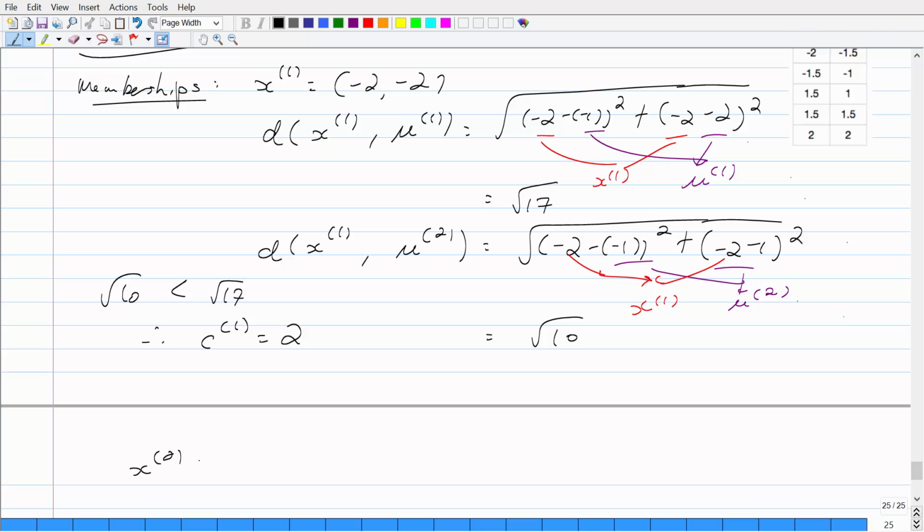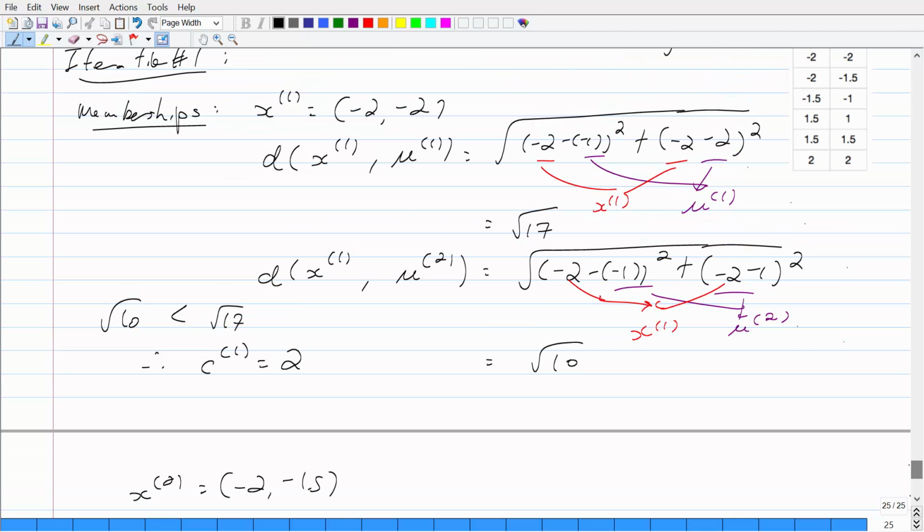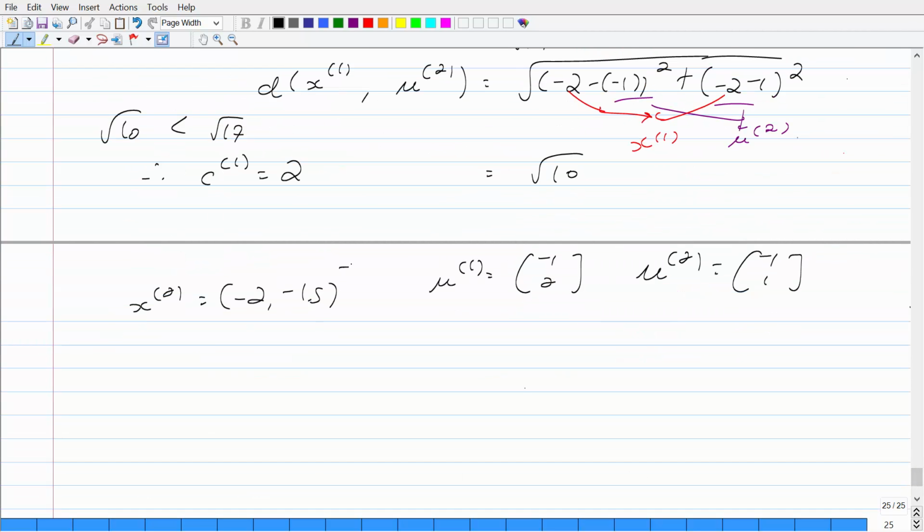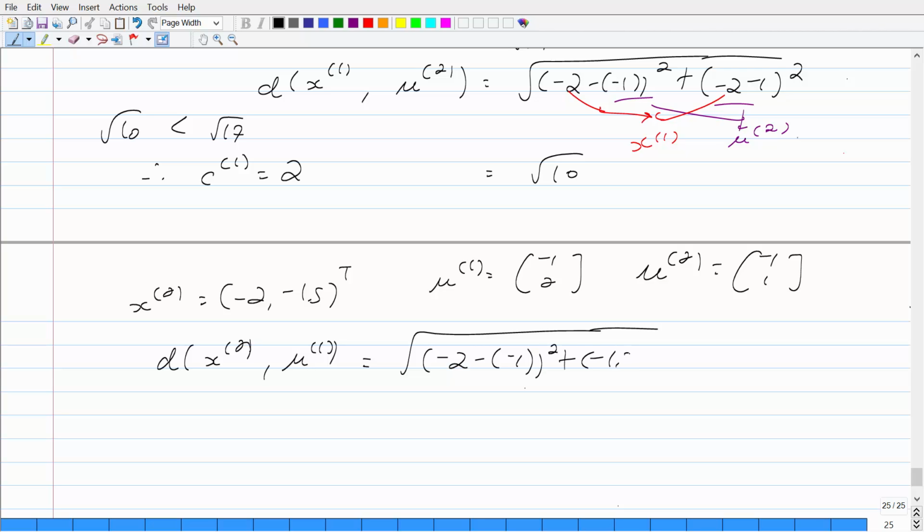Very simple. The second example we have is -2 and -1.5. Just as before, the centroids are -1, 2, and the next one is -1, 1. All you have to do now is figure out the distance between each centroid and that example. So find the distance between the second example and the first centroid: -2 minus -1, and then plus -1.5 minus 2.